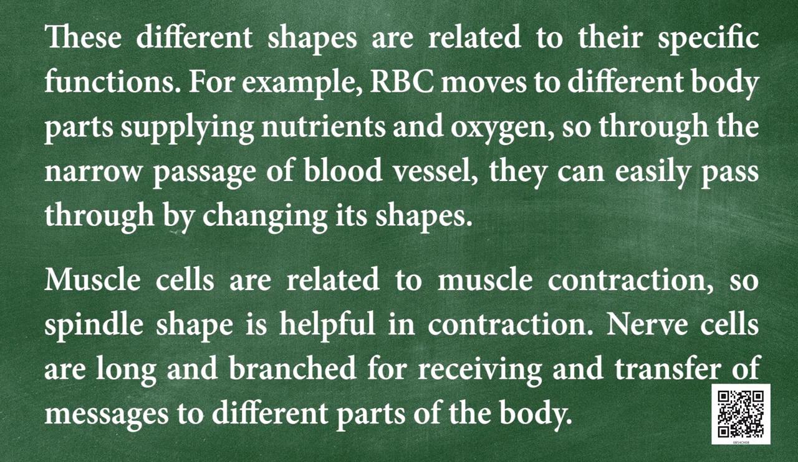But ma'am, why do cells have different shapes? These different shapes are related to their specific function. For example, RBC, that is red blood cells, move to different body parts supplying nutrients and oxygen. So, through the narrow passage of blood vessels, they can easily pass through by changing their shape. Muscle cells are related to muscle contraction, so spindle shape is helpful in contraction. Nerve cells are long and branched for receiving and transferring messages to different parts of the body. Ma'am, what gives the shape of these cells?